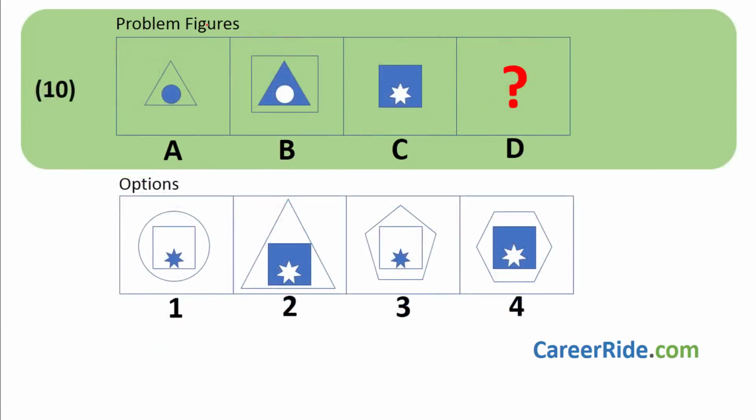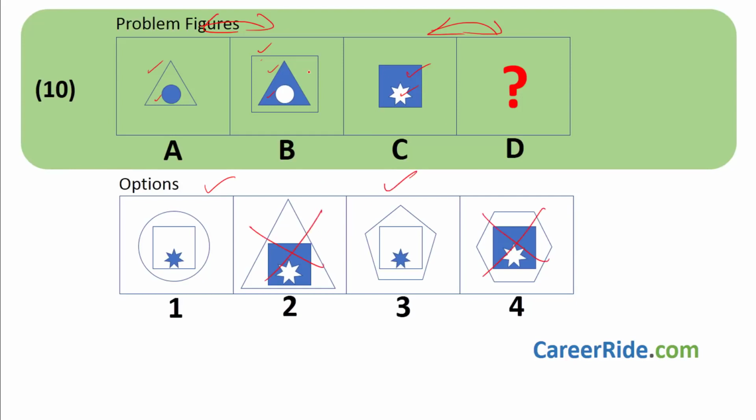Question number 10. 4 figures, find the relation. Okay, elements: triangle, circle, square, triangle, circle. So here square gets added. Now over here what did we have? We had a triangle, color changes, and the circle also becomes white. So here also the color should change. So this would become transparent or white and this should become colorful. Where is this colorful? It is over here and over here. So these are not the options.